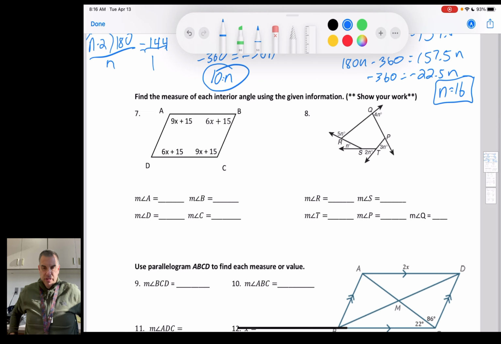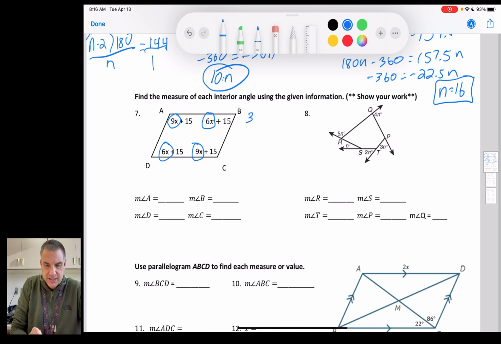Number 7, it says find the measures of each interior angle. Show your work. So remember the interior angles of a 4-sided figure, a quadrilateral, are going to add up to 360. So we have to add them all up. So 9x plus 6x plus 6x plus 9x. That's 30x's. 15 plus 15 plus 15 plus 15 is 60. That has to equal 360. So subtract 60 from both sides, 300, so x is equal to 10.